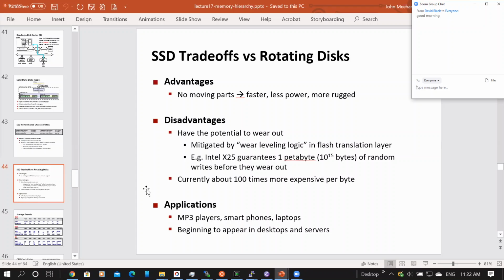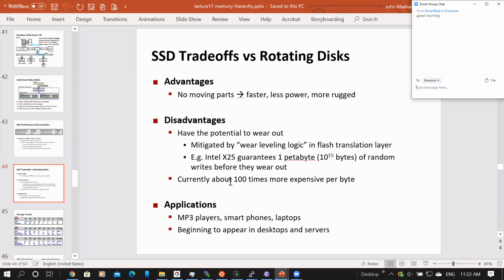So the wear is mitigated with the wear leveling logic, but at some point it will eventually wear out. But then again, so would a rotating disk possibly, although it can withstand some errors due to cylinder sparing and that sort of thing. So maybe they'll wear out slightly before a rotating disk would, but it's going to last a pretty good long time.